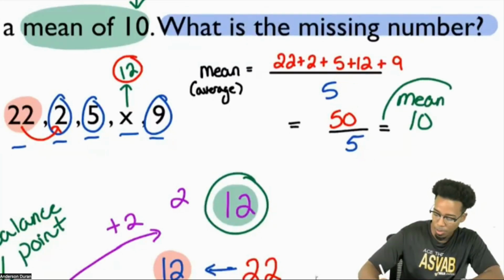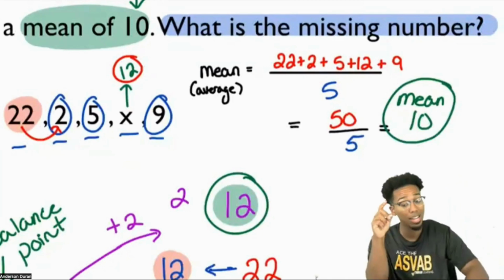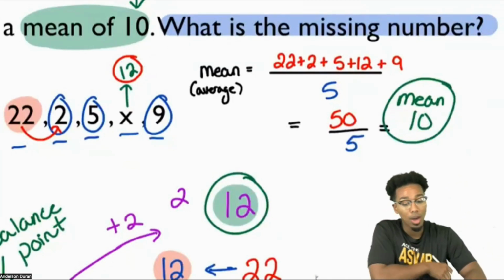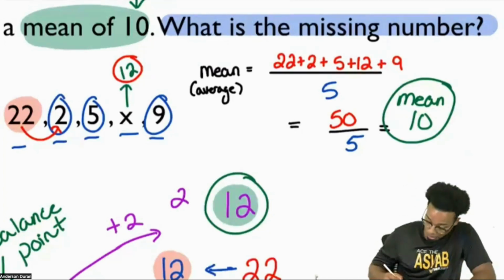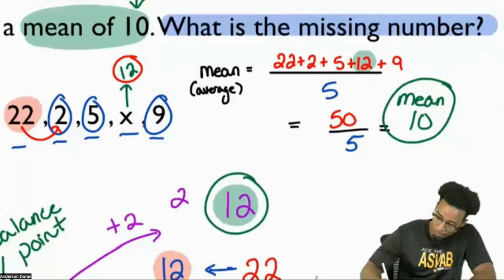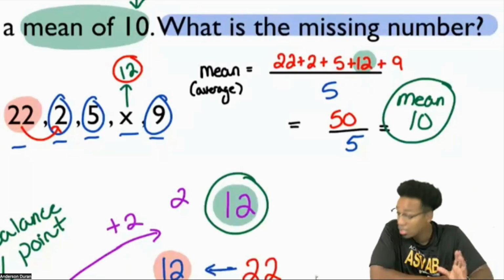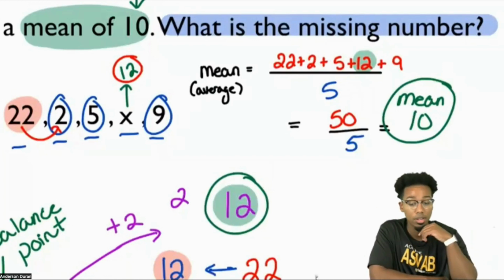So everybody, did we prove, even if you don't know how we got 12, that 12 is the correct answer? Because when you plug in 12, the mean is true. The mean is 10. We plugged in 12 in there. Turns out it was good. Turns out it was correct.